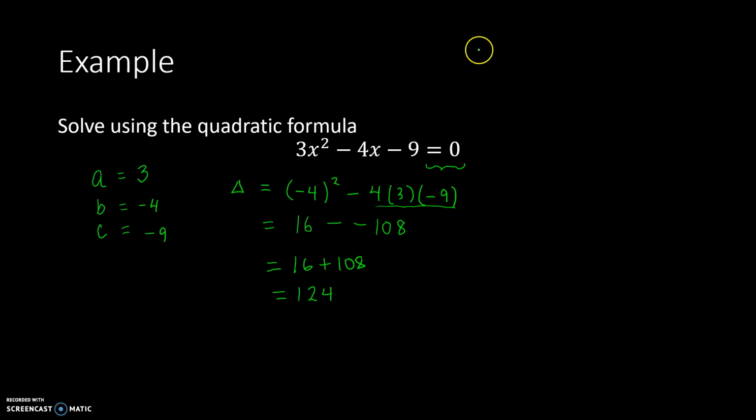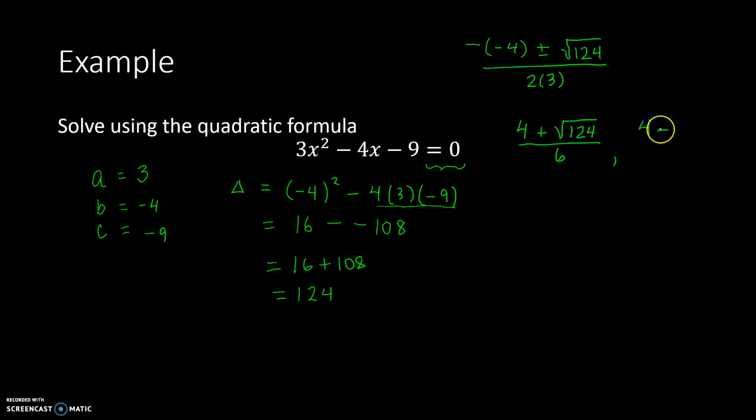Now we can jump to that new version of the quadratic formula, which is the opposite of b plus or minus the square root of the discriminant, all over 2a. Just simplifying a little bit, the opposite of b would be positive 4. And so we have 4 plus the square root of 124 over 6, and 4 minus the square root of 124 over 6. These are the answers, these are just not the simplified answers.